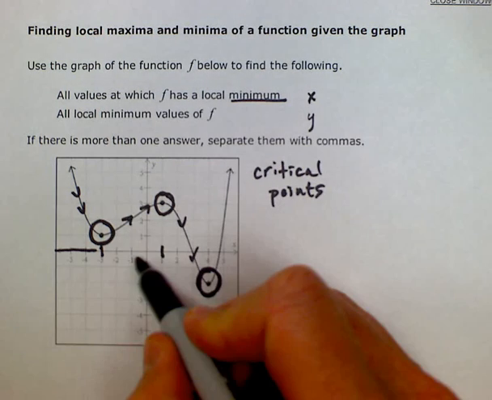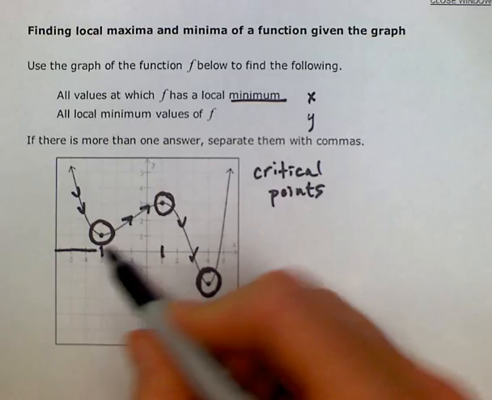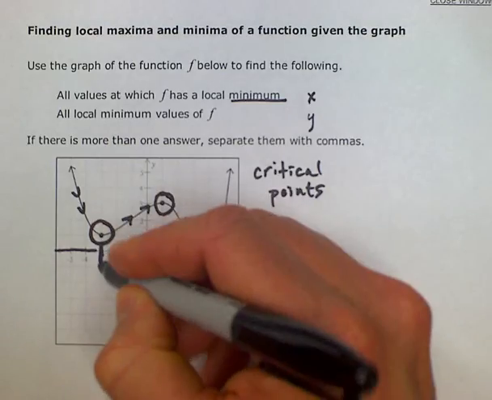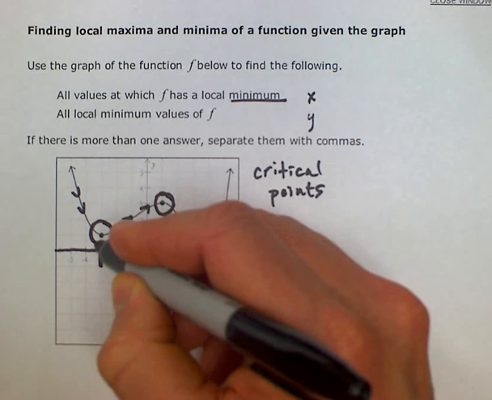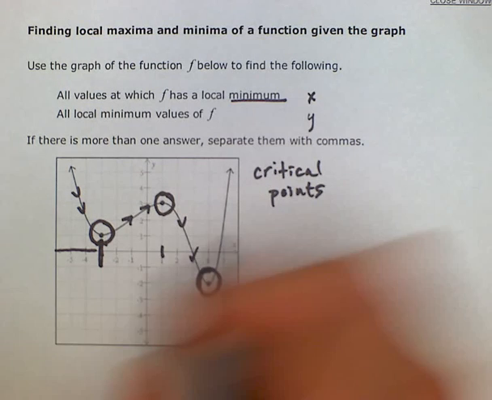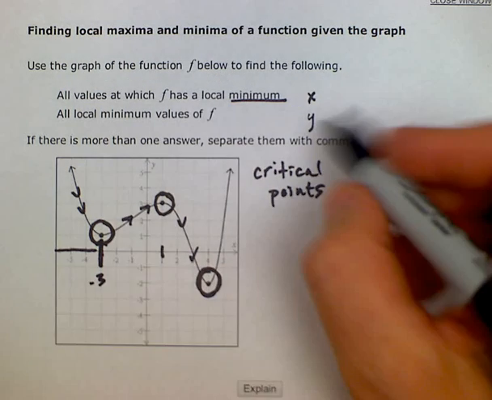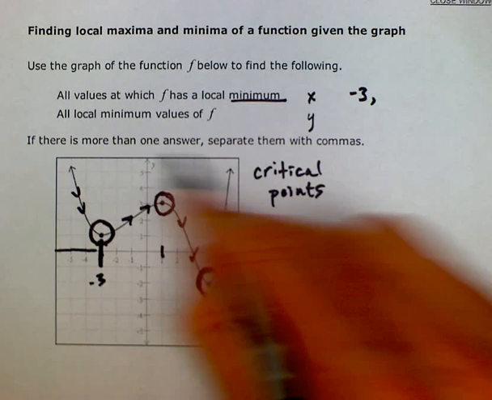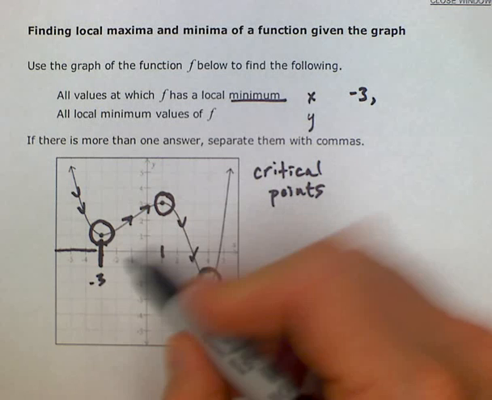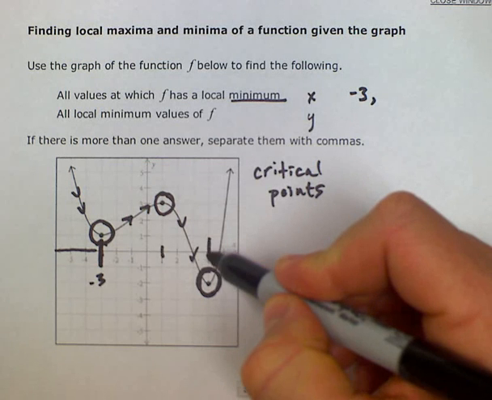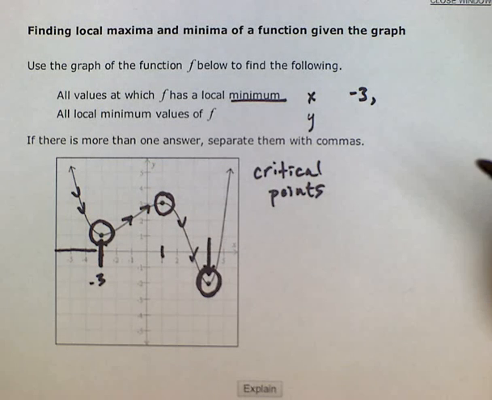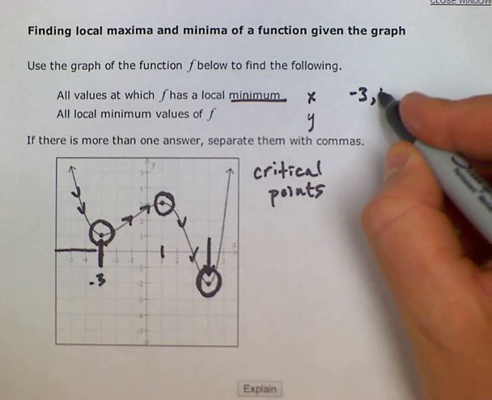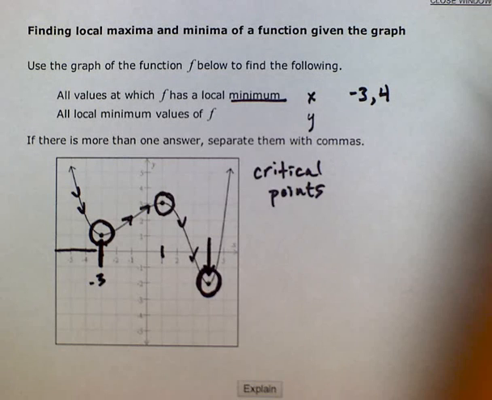If you're coming over -1, -2, -3, at x equals -3 you'll find one of the critical points. So one of the values is -3, and then it says separate them with commas if there's more than one. And then over here at x equals 4 is where you would find the other critical value, so also at 4. And then all the local minimum values.